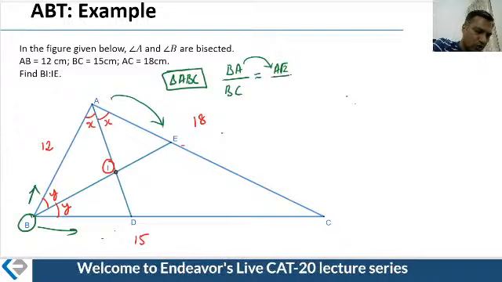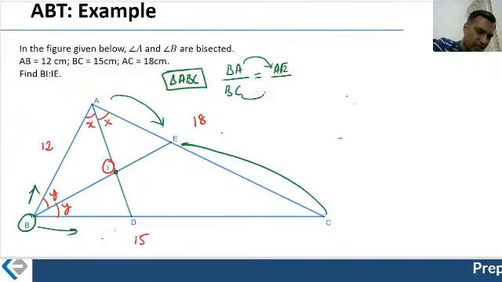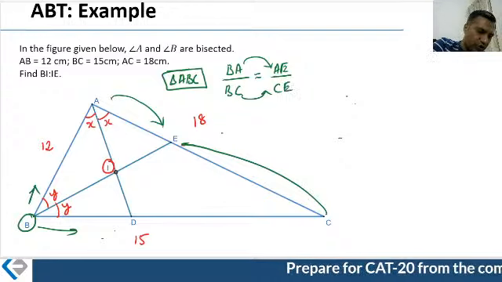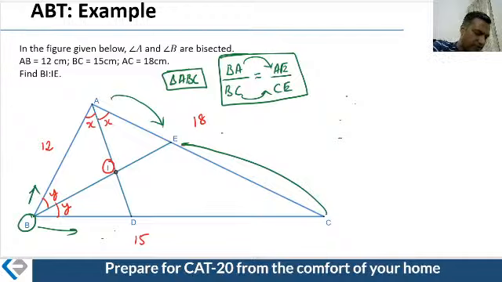Therefore, that's also equal to AE divided by C. Continue your journey from C. This is what you mean by writing the angle bisector theorem. Apply. What is the length of BA, friends? The length of BA is 12 units. What is the length of BC? I know that is 15 units.